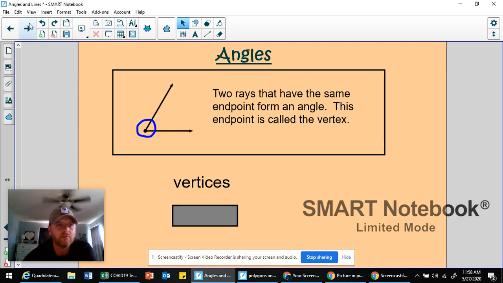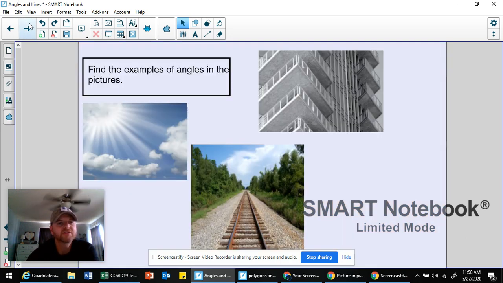All right. So moving on. All right. So it says find the examples of angles in the picture. So these are just pictures of things that we see in everyday life.